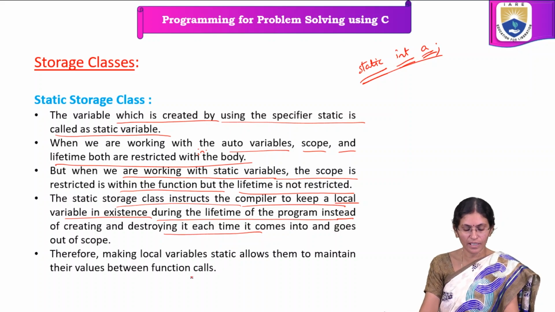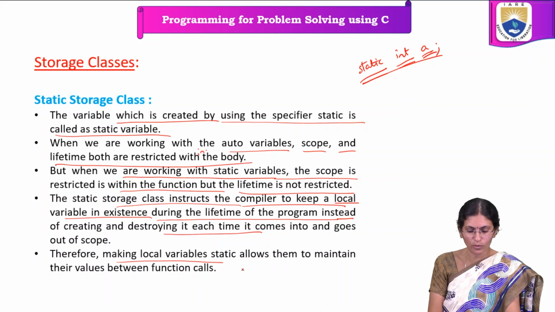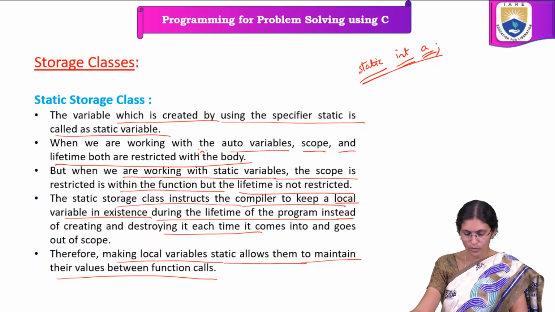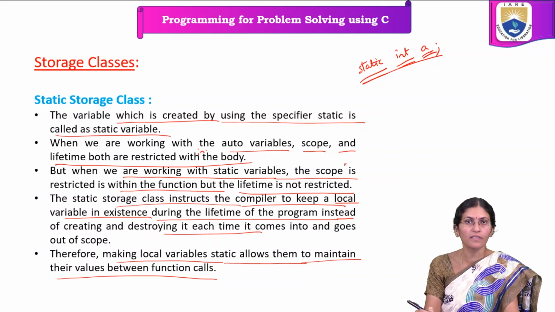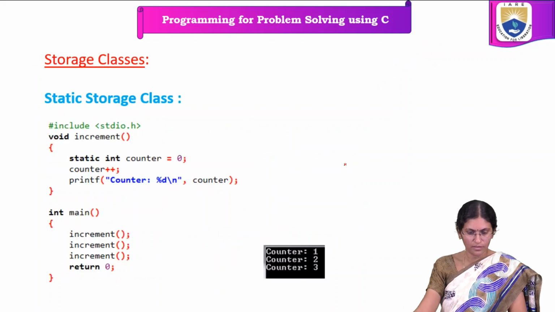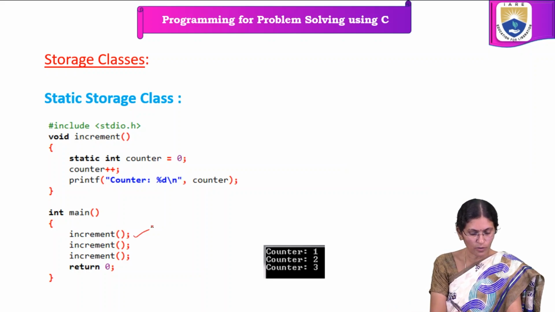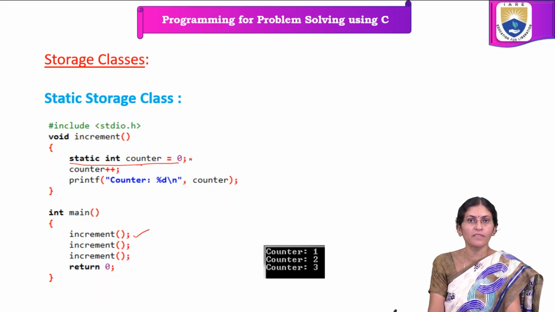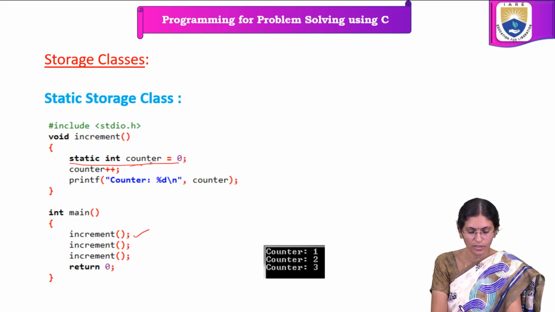We can understand it with the help of one program. Making local variables static allows them to maintain their values between function calls. Local static variables are stored in the data segment. This is an example program to illustrate the static storage class. Here in the main function, we are calling a function increment. Here we have used a variable, static int counter, which we have initialized to 0.